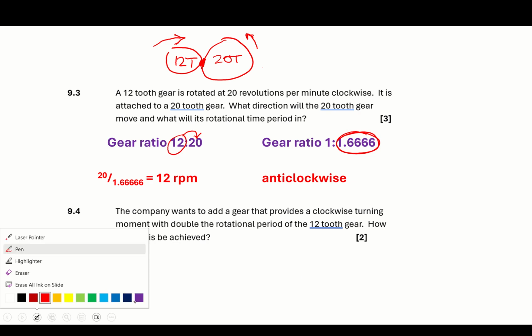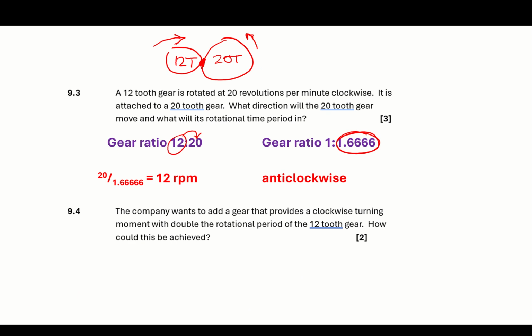The company wants to add another gear that provides a clockwise turning moment with double the rotational period. And we've looked, well, if I add another gear, so let's just add one here, and I'll put a mystery thing there. Well, we know that any of the gears in the middle don't matter. But it will be useful in terms of making us get that one clockwise. So I've added a gear on the end here, and that's going clockwise, anti-clockwise, clockwise, perfect. Then the next one is I want it to have double the rotational period.